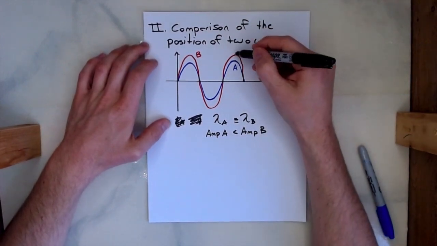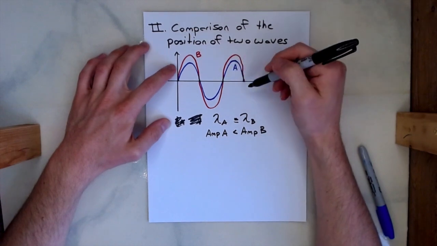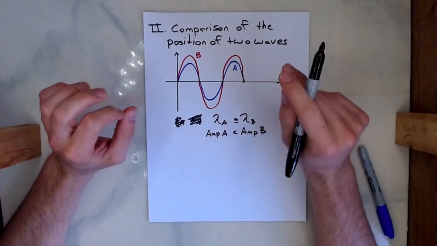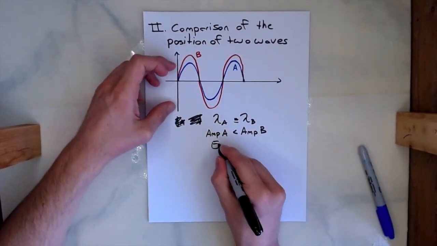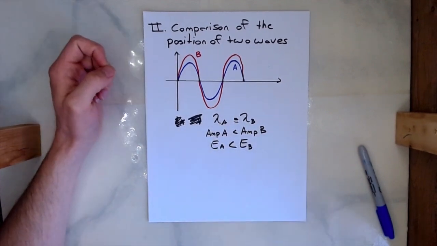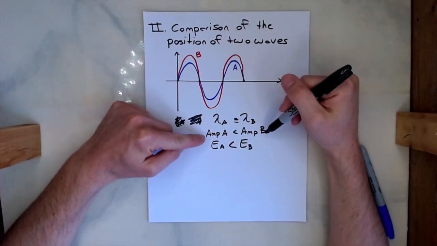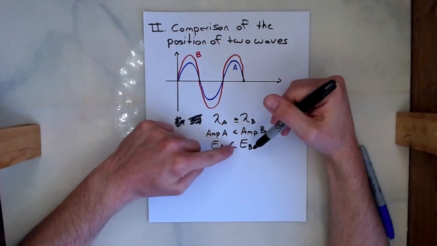A is shorter than B is. They both have the same number of troughs, they both have the same number of crests. What I can also say, but that wasn't covered in the last lesson, is that the energy possessed by A is less than the energy possessed by B. That is because the amplitudes are different. A greater amplitude will correspond with a greater energy.